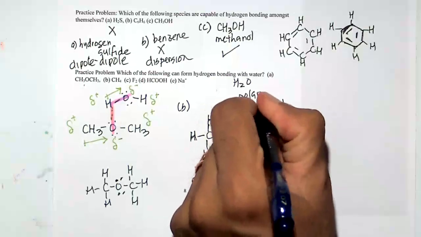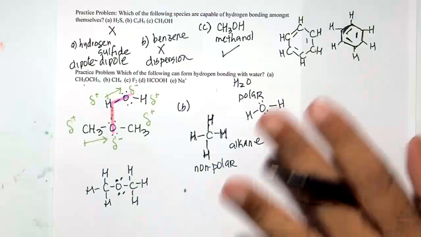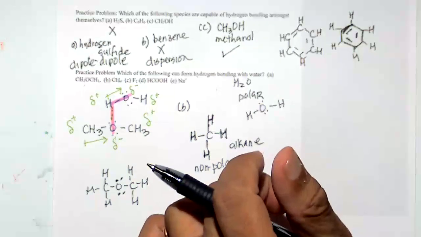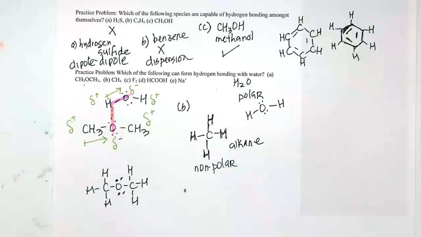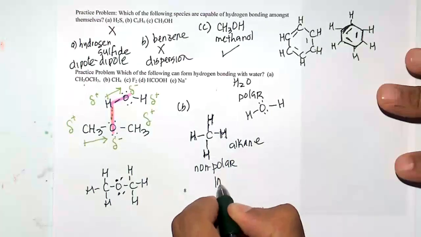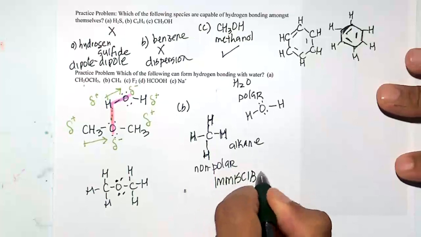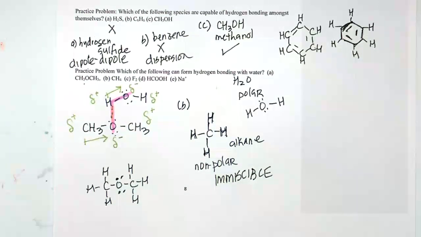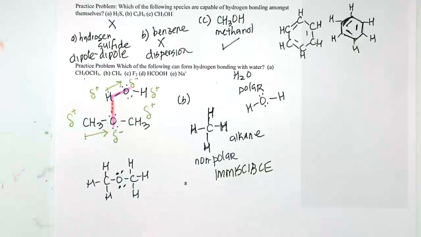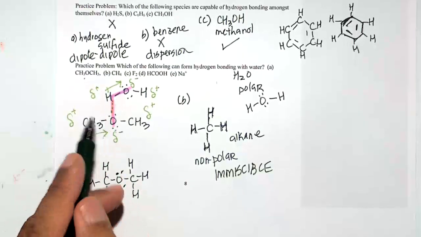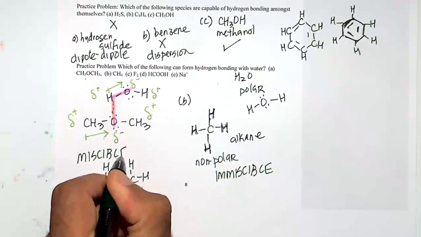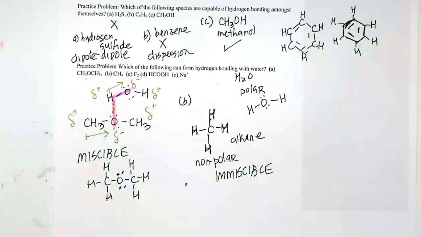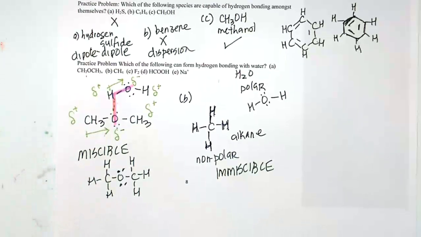Nonpolar. Water is polar, and methane cannot form hydrogen bonding. Can they mix? Are they miscible? Methane and water, are they miscible? No. They would be immiscible. Why are they immiscible? Because it's nonpolar, so it won't mix with water. That is correct. Okay, what about this? Miscible or immiscible? Miscible. Why is that? Because both are polar.